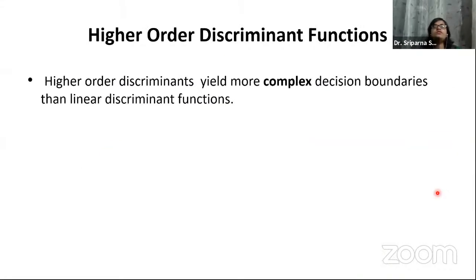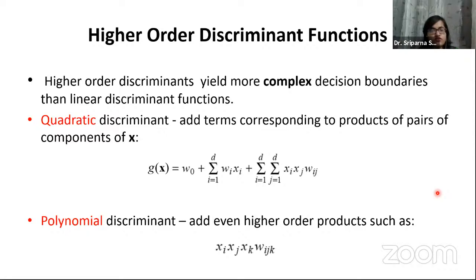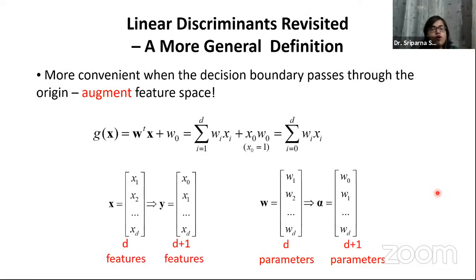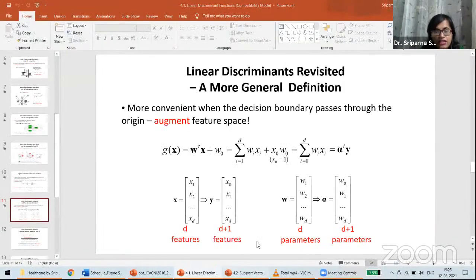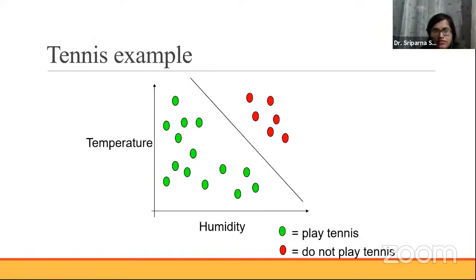Now we are moving to another thing, that is the higher order discriminant function. If you move to the higher order discriminant function, more complex decision boundaries are created. So these are the different equations for that. We are not going into much detail of that. Now we'll be moving to the SVM. The basics of the linear discriminant function have already been discussed. Now, using that concept, we'll do the classification using the SVM, that is the support vector machine.